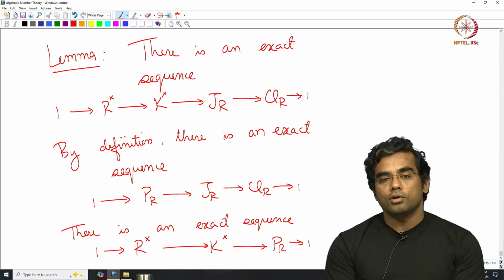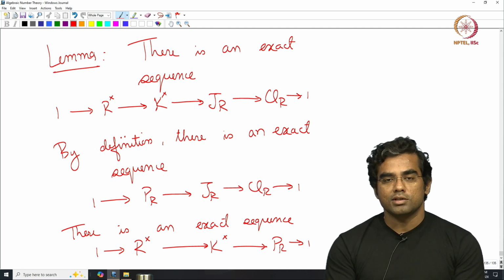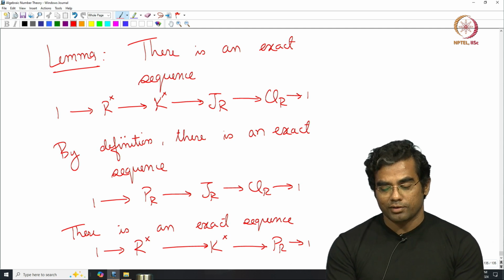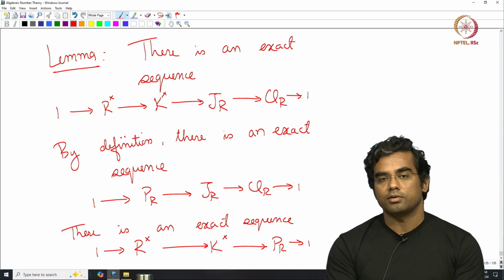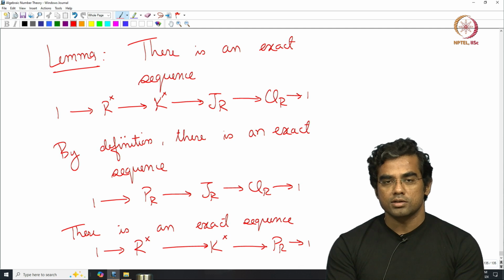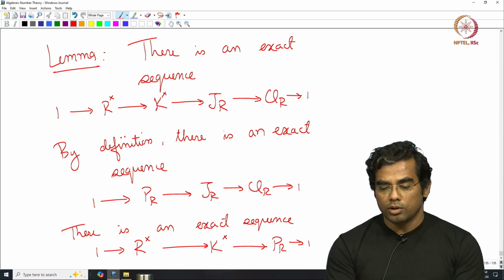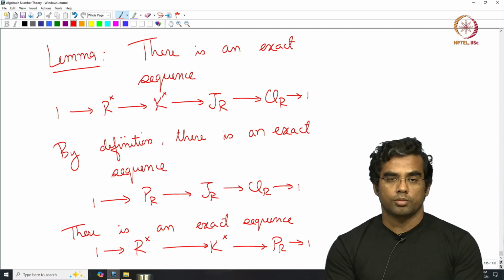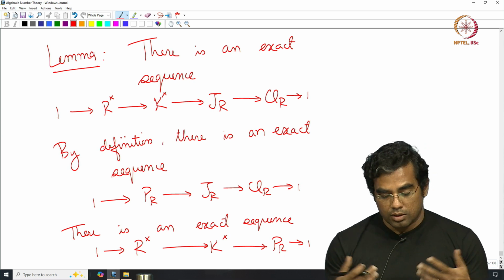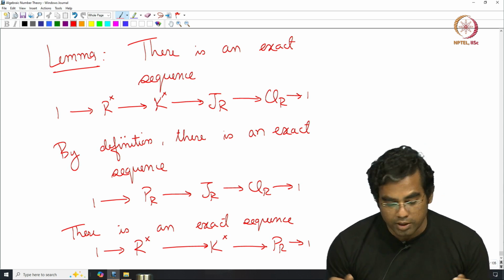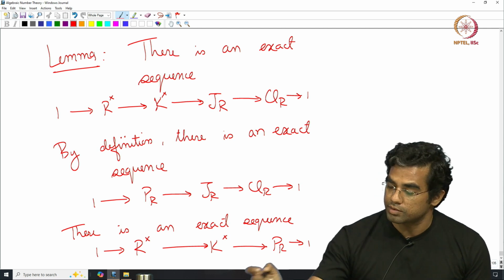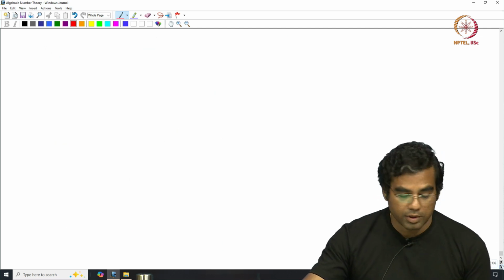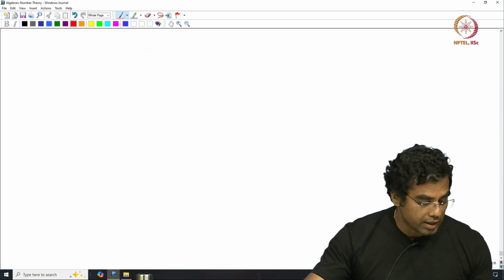Okay. If you are not comfortable with exact sequences, I suggest that you get comfortable with exact sequences and start using them, exact sequences, commutative diagrams, diagrams of field extensions, because that is going to help you a lot in thinking about problems in algebraic number theory, arithmetic geometry, algebraic geometry, etc. So, you should try to think in terms of exact sequences.